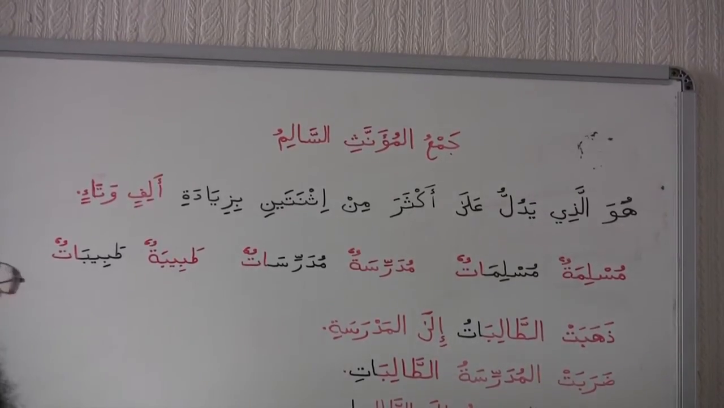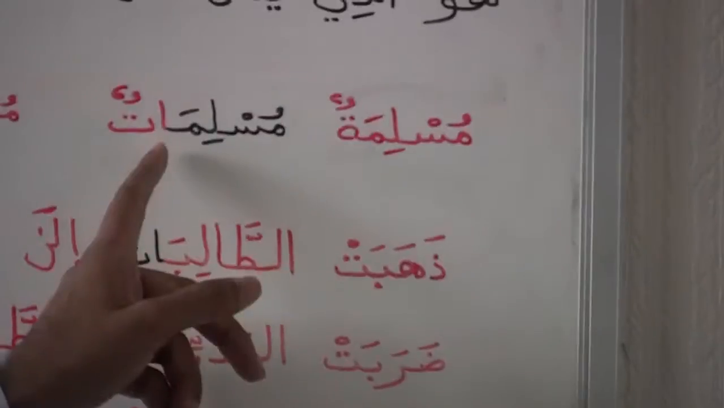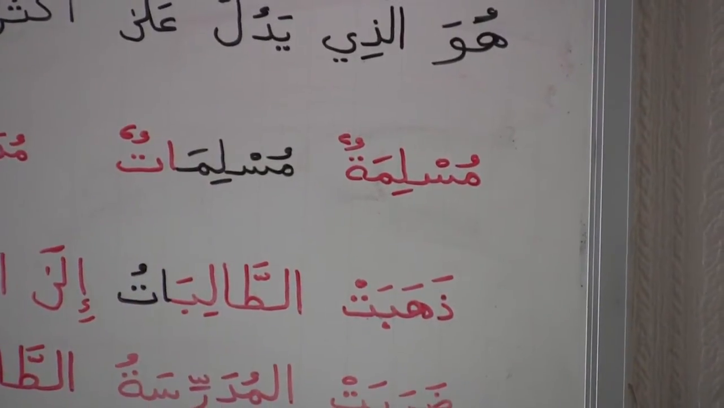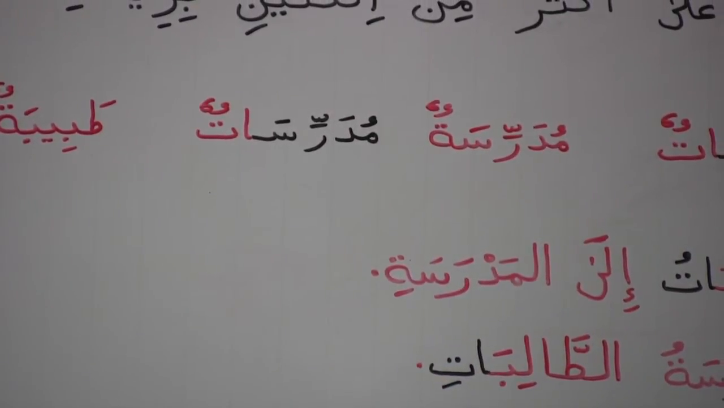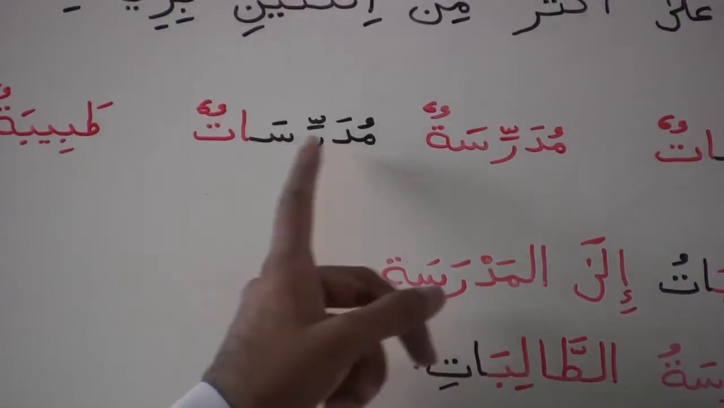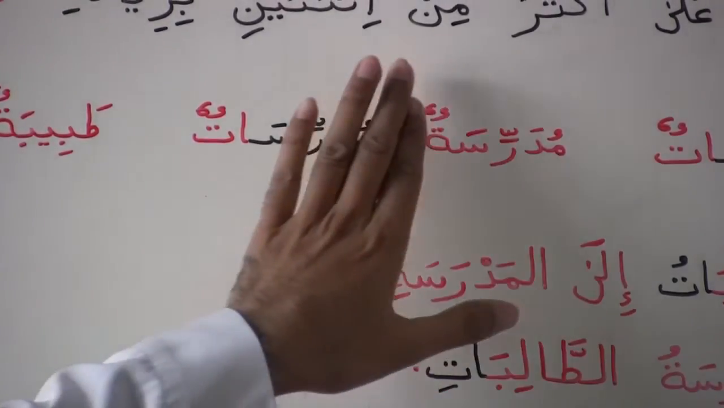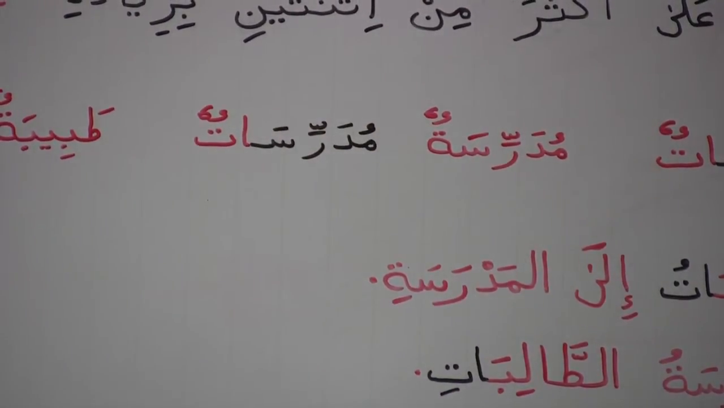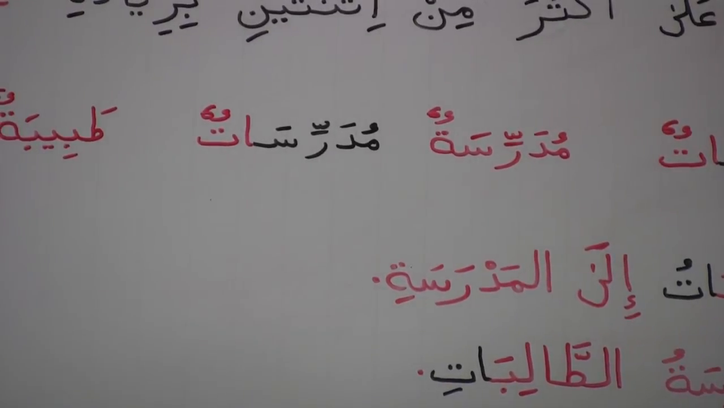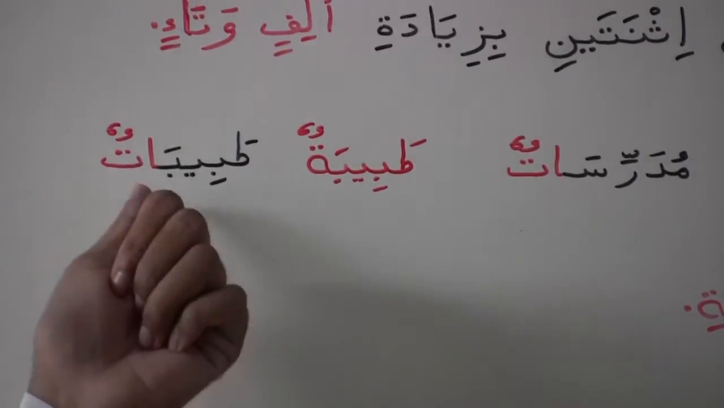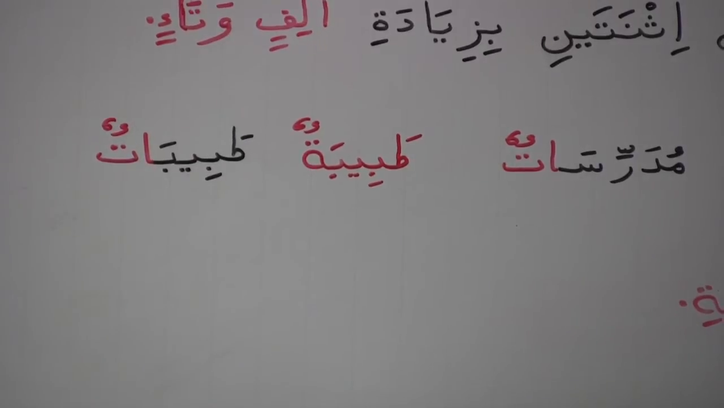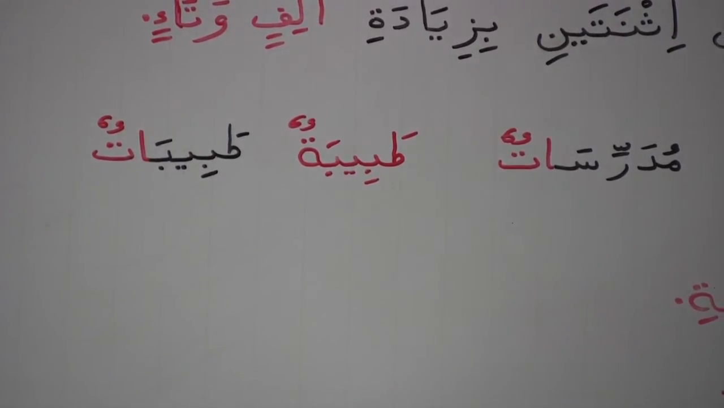So for example, Muslimatun is a female Muslim. You add an alif and a ta. Mudarrisatun. So you delete the ta marbuta and you add an alif and a ta. Tabibatun. So Jam'u Mu'annath Salim is that which indicates more than two, and it is feminine.